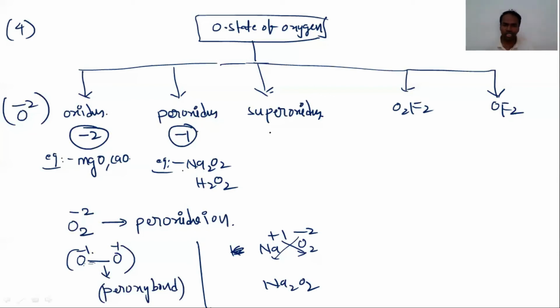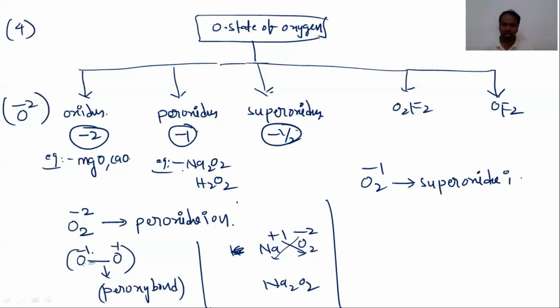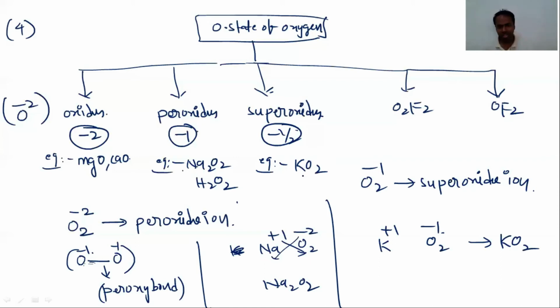In superoxides, it is -1/2. So what is a superoxide anion? O2 -1 is the superoxide ion. Example: potassium superoxide. So K+ and O2 -1. Crisscross the charges, then we get the formula KO2, potassium superoxide. Like that we can write any formula, such as cesium superoxide.